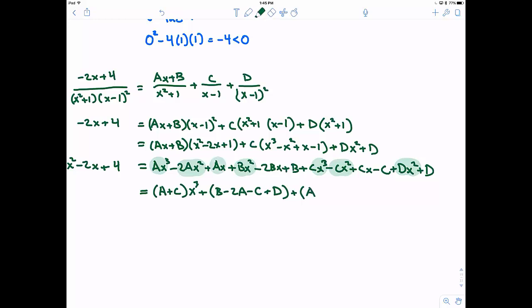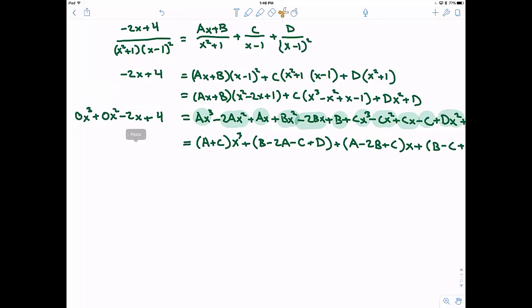And how about my linear terms? There's this a, there's this minus 2b, and there's this c. So a minus 2b plus c. Oh, sorry, those are my linear terms. And then finally my constant terms: b minus c plus d. I'll go ahead and highlight those. All right, now I've got them all.